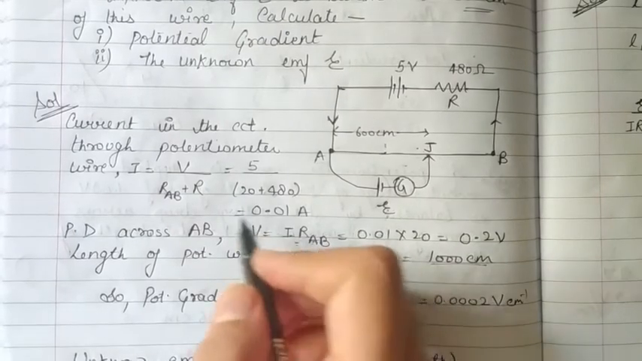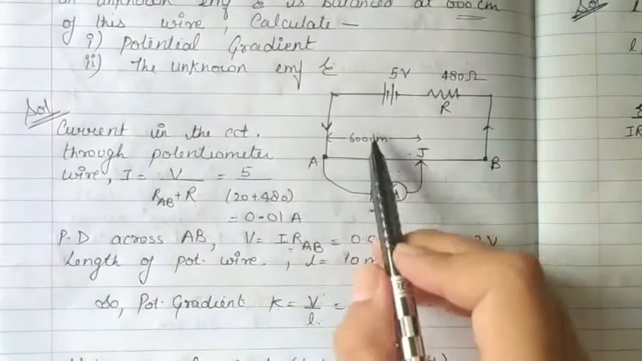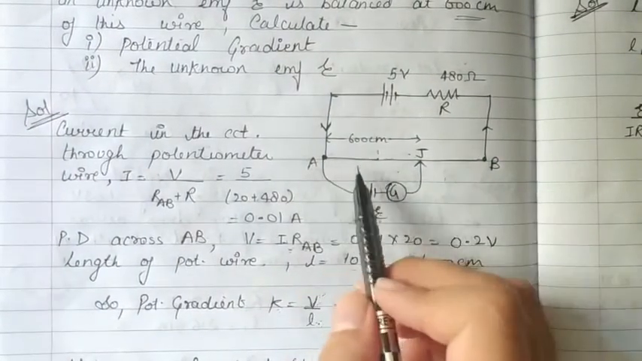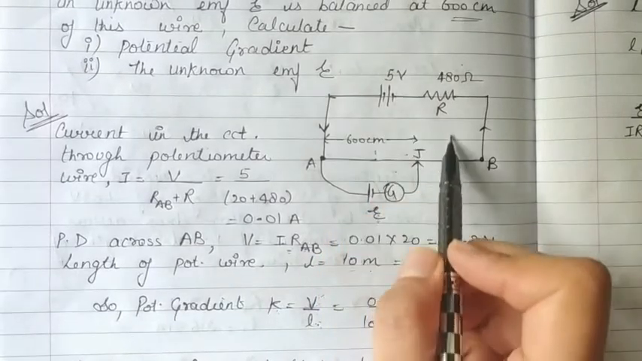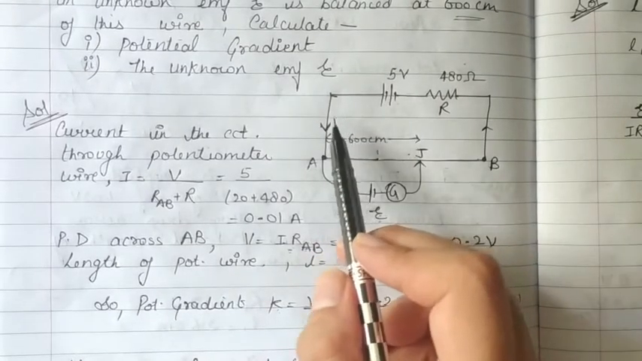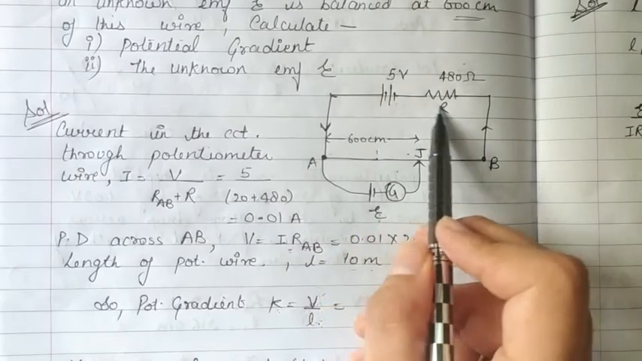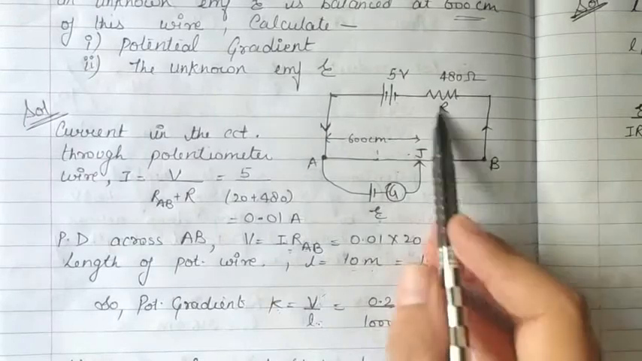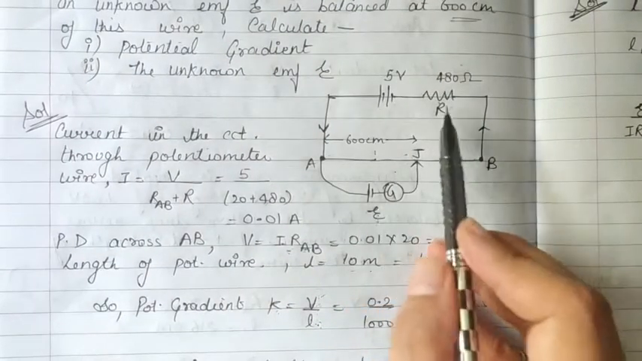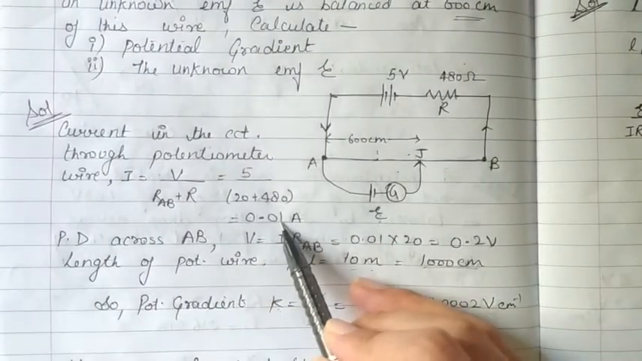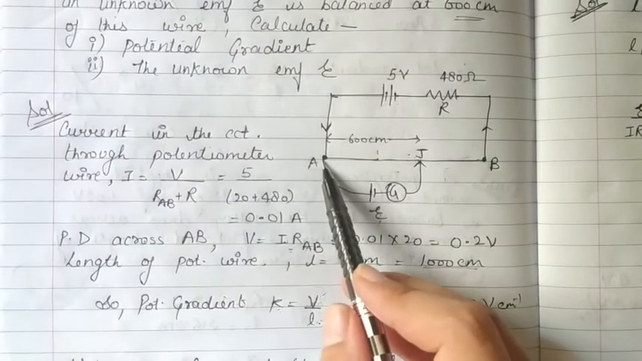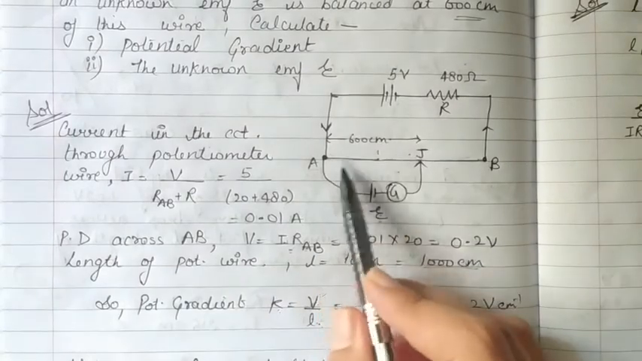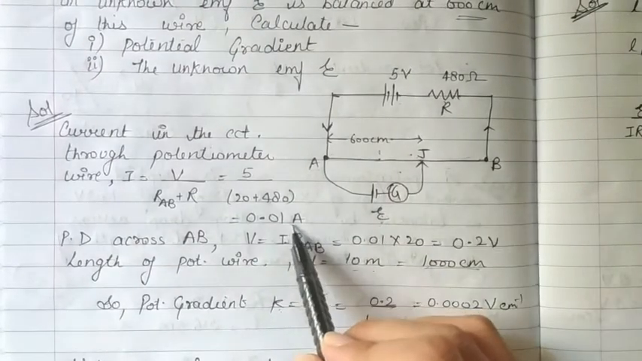Now current is equal to the current that will flow in the whole circuit, that is the current in the wire AB also. So if we find the current of this circuit, it will be I is equal to V upon R. In this circuit the voltage is 5 volt and resistance is 20 plus 480. So the current value that came out is 0.01 ampere. Now this much current is also flowing through AB. In the whole circuit this is the current, and across AB also this is the value of current.